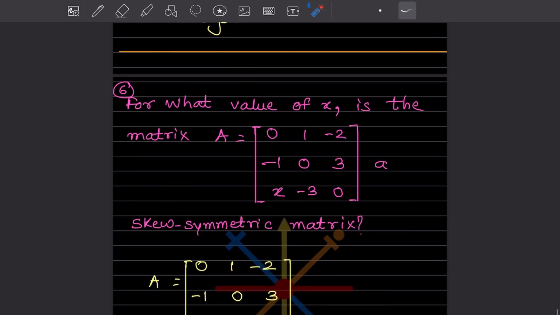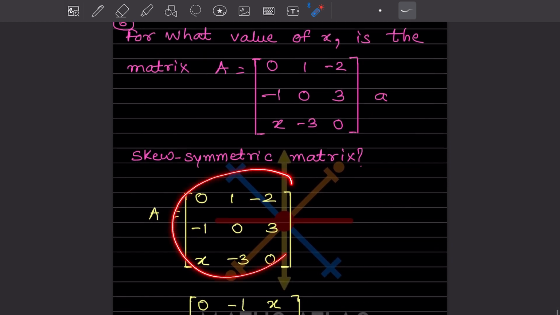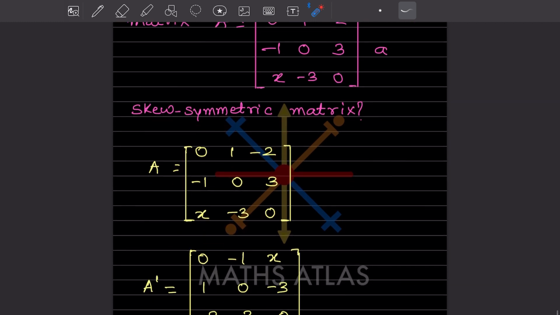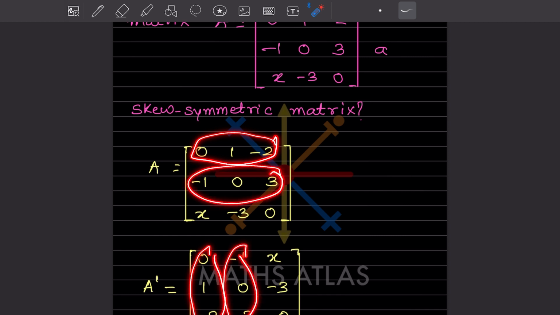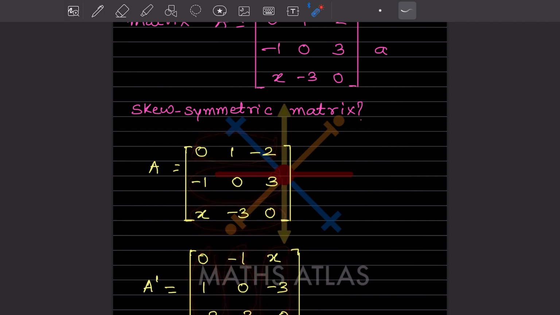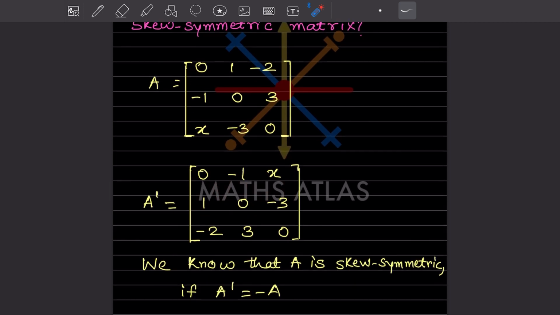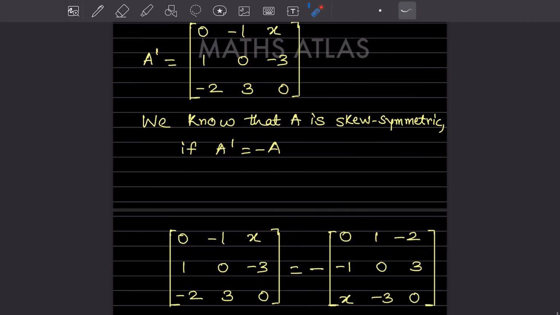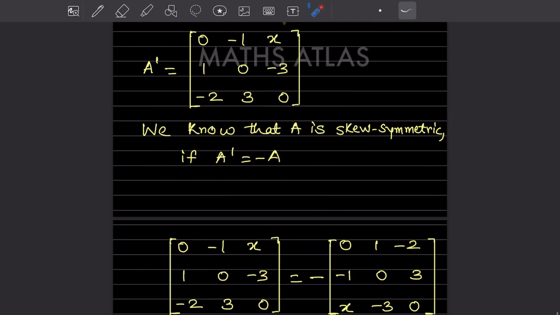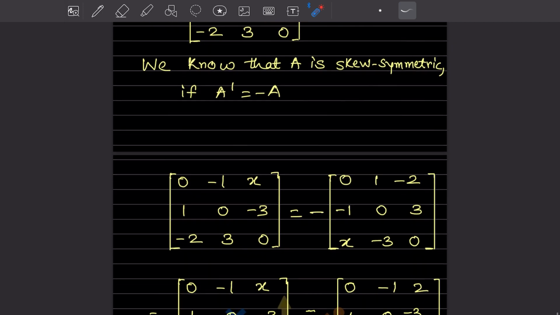For what value of x is the matrix A a skew symmetric matrix? So now let us write this A. When we take A dash, it will be like this. This is going to be here and this is going to be like that. Okay. So now we know that A is skew symmetric if A dash is minus A. So now see, this is A dash and this is A. So what are we going to write here? A dash we write as it is, this over here is equal to minus A. This same thing over here.